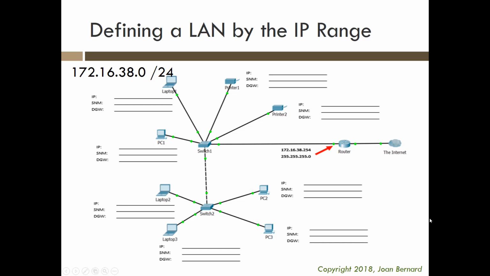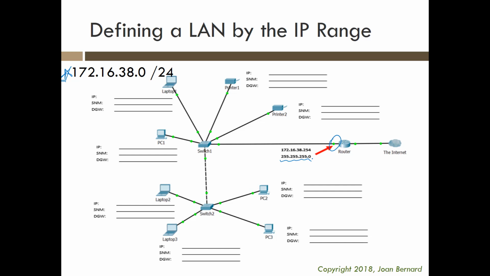Okay, so let's visualize this network and assign the IP addresses to the hosts on the network. Here's a network diagram showing a LAN that has been assigned the IP address range of 172.16.38.0/24. So there's our network range. I have already assigned the router interface the IP address 172.16.38.254. This is the last host in the IP range. You will see that the /24 dotted decimal subnet mask is below it.